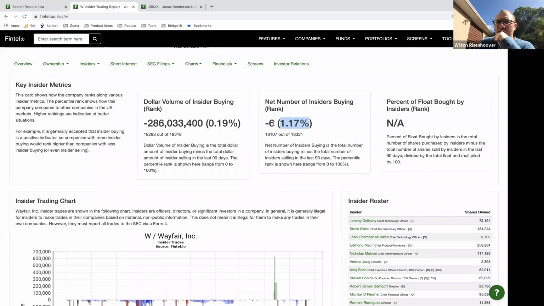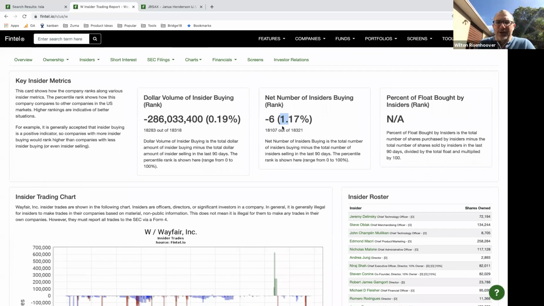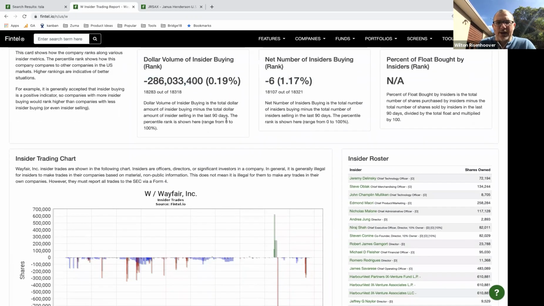So of all the companies in the market, 18,000, that includes OTC traded companies, this is at the bottom 1%, so -6 in the last 90 days. This is an interesting example of a company that has a very low ranking here. Also, the dollar volume of insider buying was negative $286,000. So that's also in the bottom 0.9%, 0.19%.